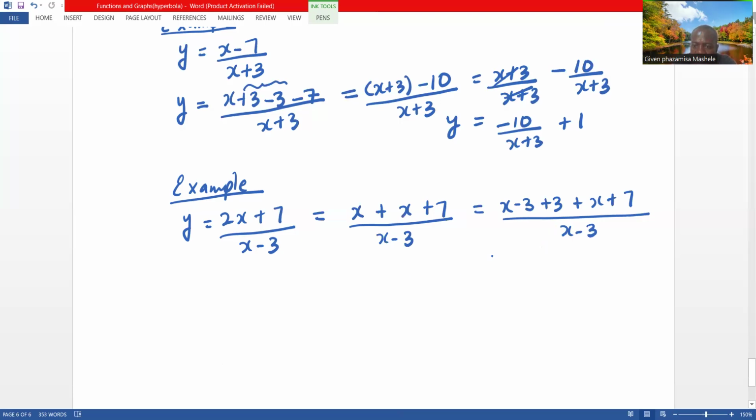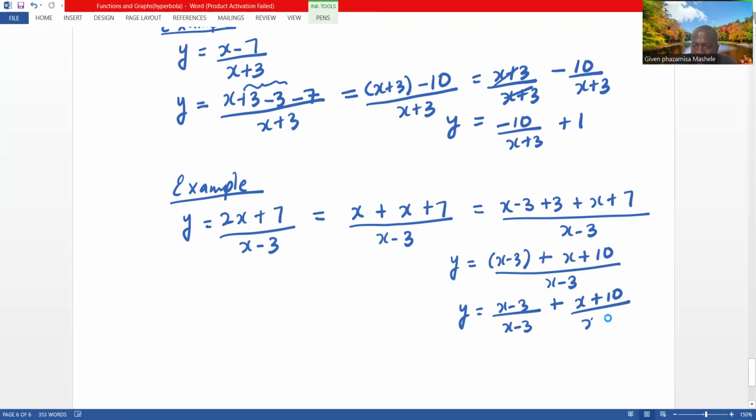Then regroup. This will be x minus 3 plus the other part, x plus 10, then divide by x minus 3. This will give us x minus 3 divided by x minus 3 plus x plus 10 divided by x minus 3. So this will give us y equals 1 plus x plus 10 over x minus 3. Then we redo this again.